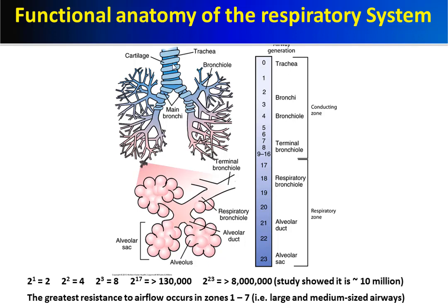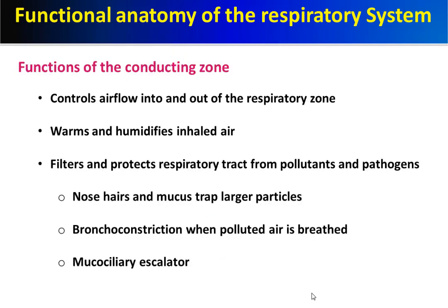As when blood flows through the blood vessels, it meets resistance because of the friction between air and the walls of the air passages. Now, the greatest resistance to the flow of air is met in zones 1 up to zone 7, which represent the large and the medium-sized bronchi or airways, as we will describe in the next learning activity.